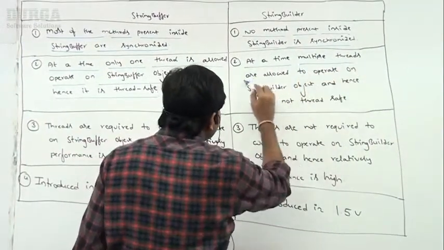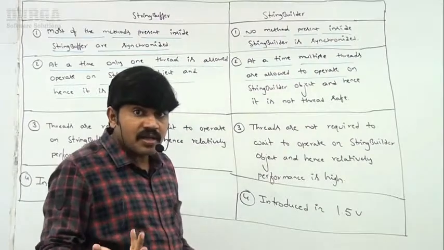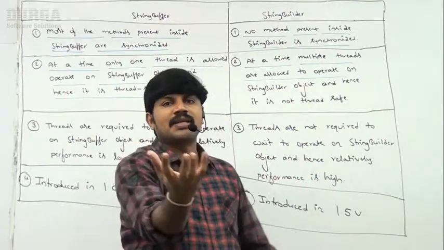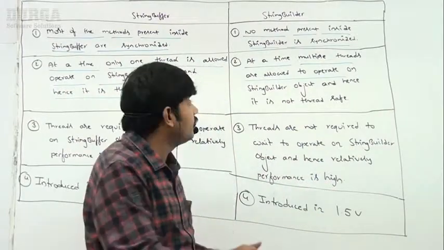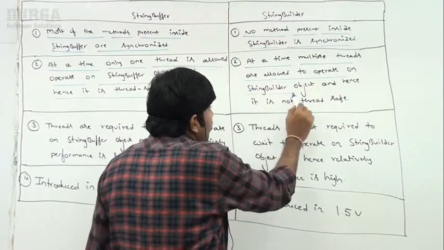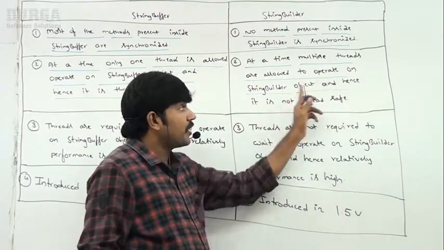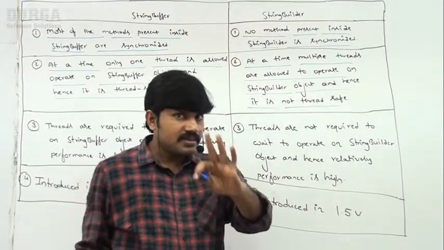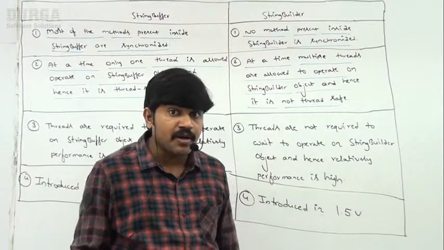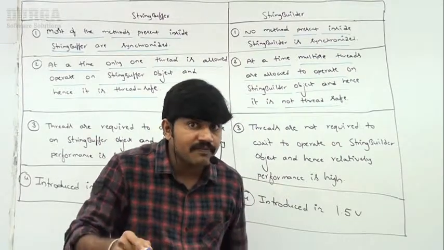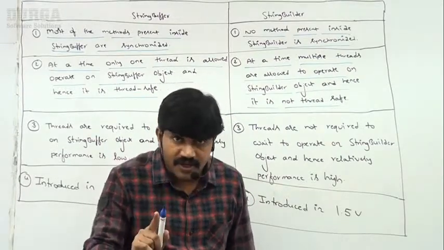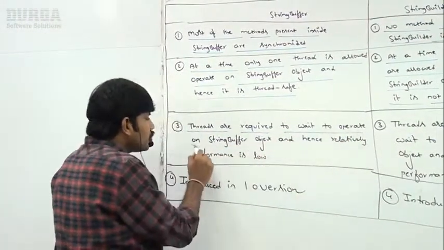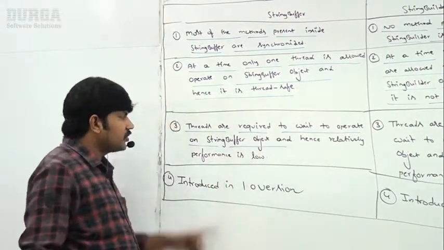Sir, what about StringBuilder? At a time, multiple threads are allowed to operate. Because methods are not synchronized, threads are not required to wait. All the threads are allowed to operate simultaneously on the same StringBuilder object, and hence it is not thread safe. Thread safety is not there for StringBuilder, but thread safety is there for StringBuffer. Clear, right?